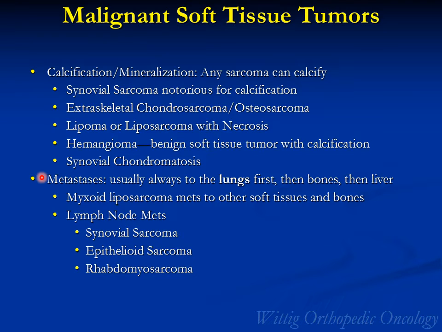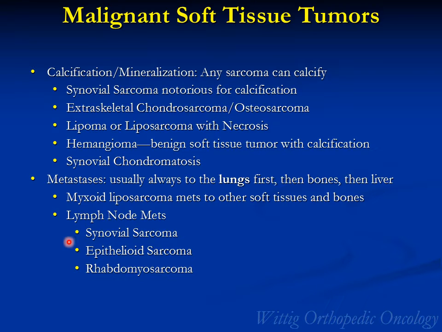Sarcomas, since they're cancerous, they metastasize, and usually always the lungs is the first site of metastases, followed by the bones, then the liver. So the three most common sites are lungs, bones, and liver. Myxoid liposarcomas metastasize to other soft tissues and bones, so they can have a very strange pattern of metastasis. They can also metastasize to the spine.